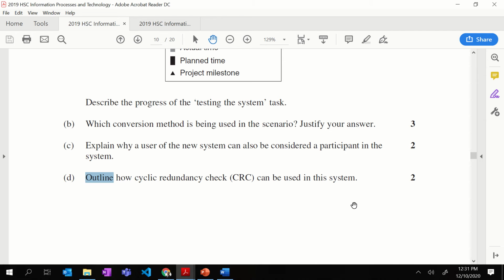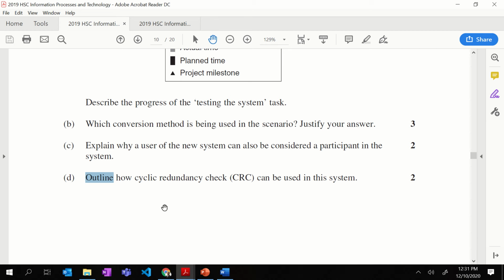Now, what are they really asking? I think what they're really asking is, do you know what CRC is? When we do networking, we look at all the different types of error or collision detection, or error detection, when we're transmitting data. And CRC is one of them. CRC is a way in which it sends a data packet, but it also sends a division of that data packet, and it's checked on the other side.